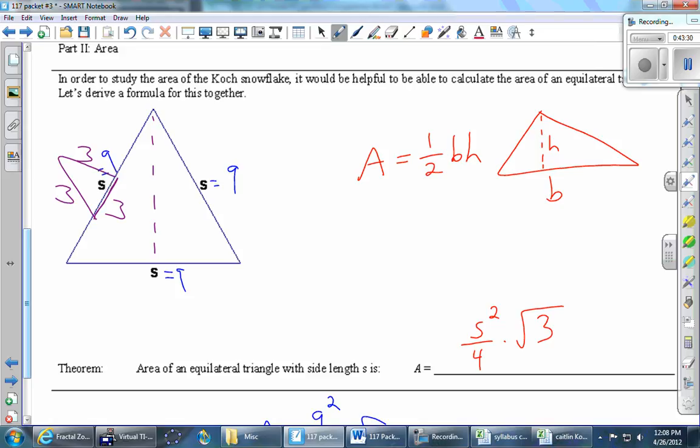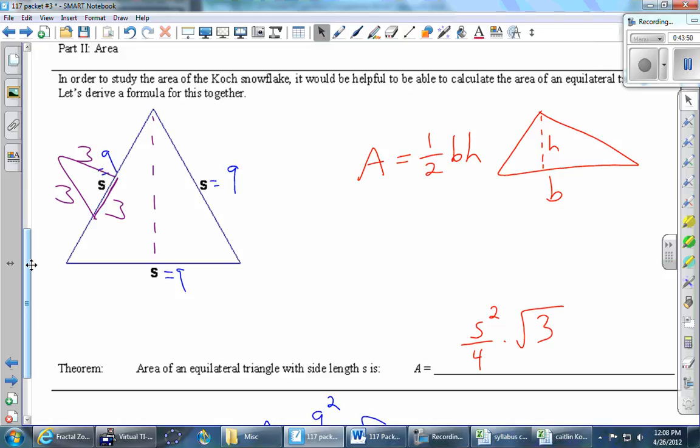The half base times height works for any triangle. But, you know, like in every one of these geometry problems you saw in high school, they gave you the height, or it was really easy to find the height. But in this problem, not so easy to find the height. And so it's just a special case.